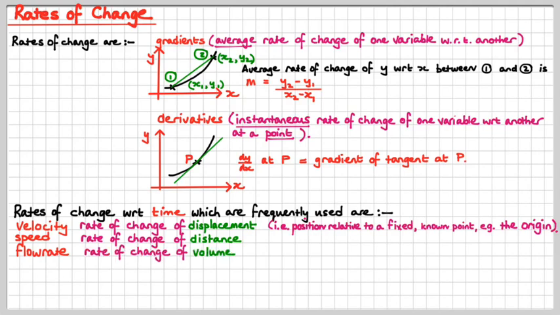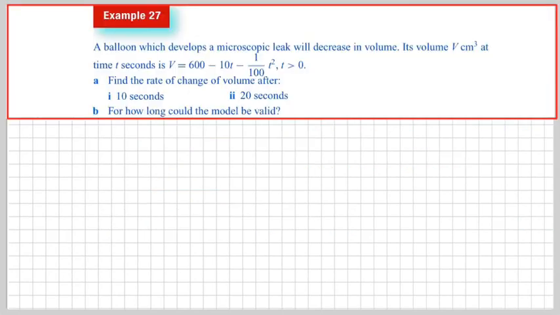Flow rate's another one. Flow rate is a rate of change of volume with time. This is what we're talking about when we talk about rates of change, and the common ones in life that we use are these, rates of change with respect to time. Now we're going to do some examples. We've got a balloon, and unfortunately, this balloon's developed a microscopic leak.